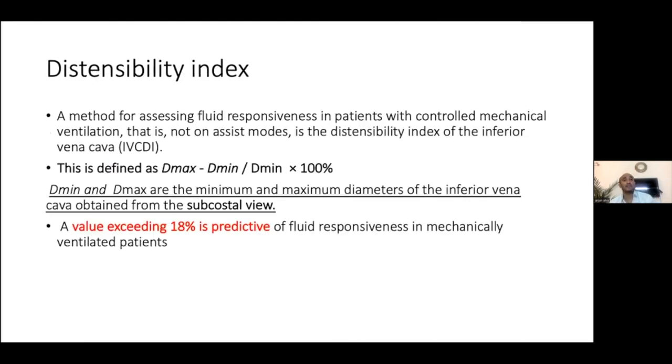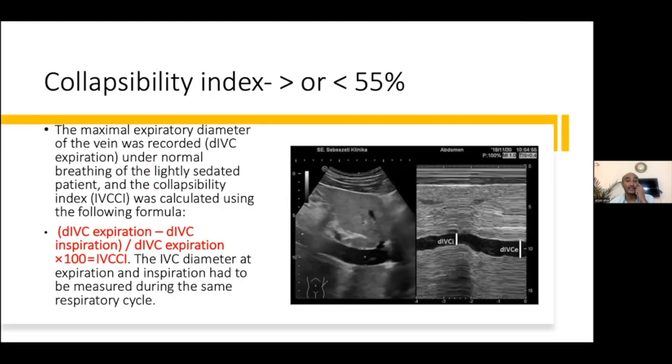Again, to note, variability index and distensibility index are mainly for mechanically ventilated patients who are not breathing spontaneously, while collapsibility index can be used in patients who are breathing spontaneously.